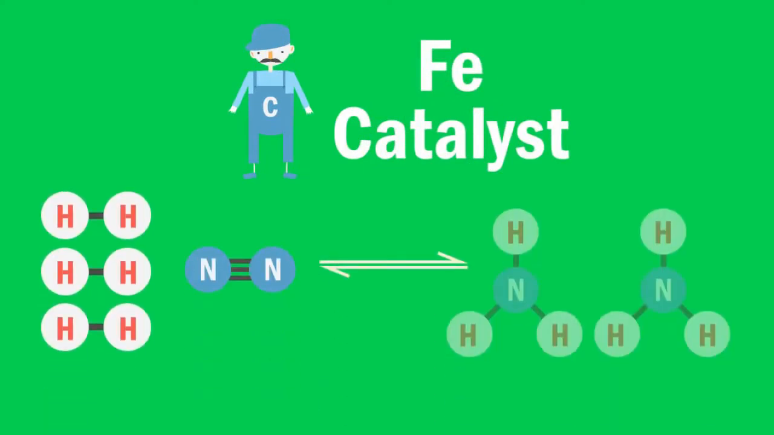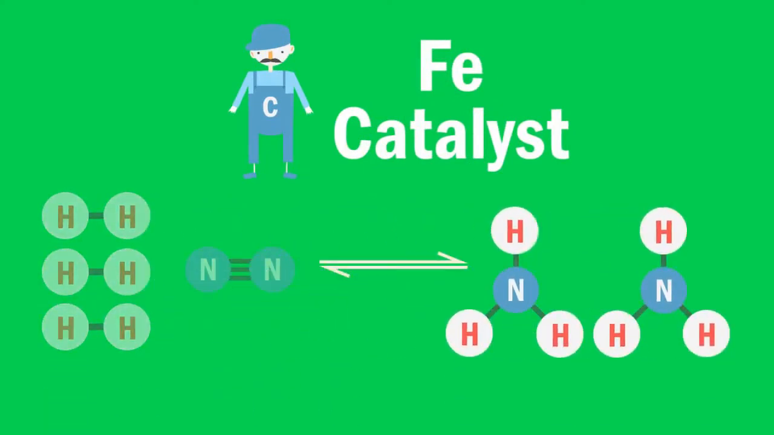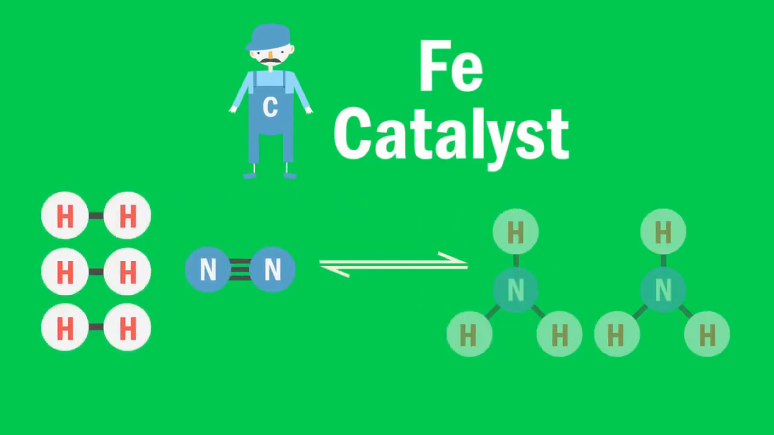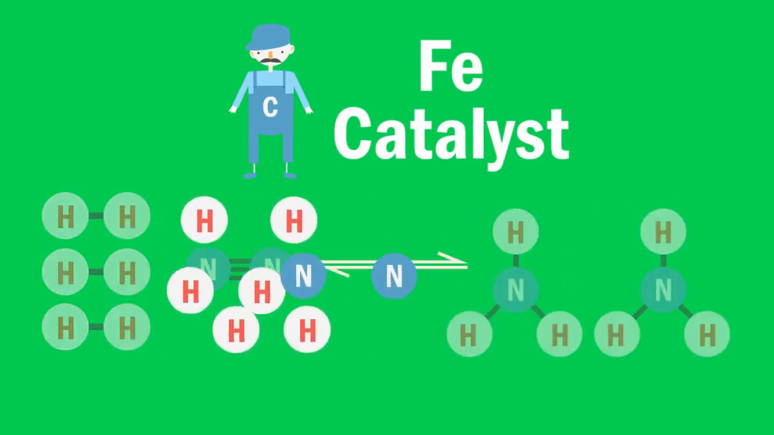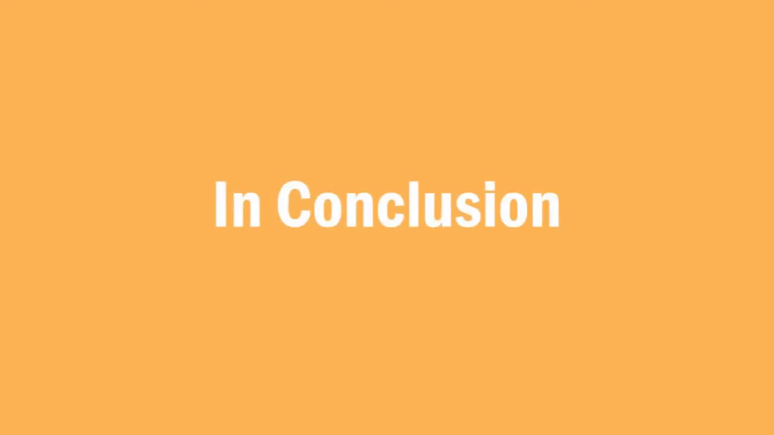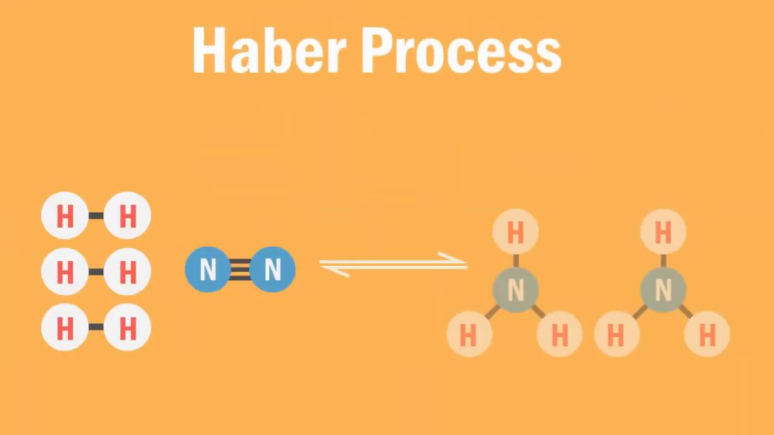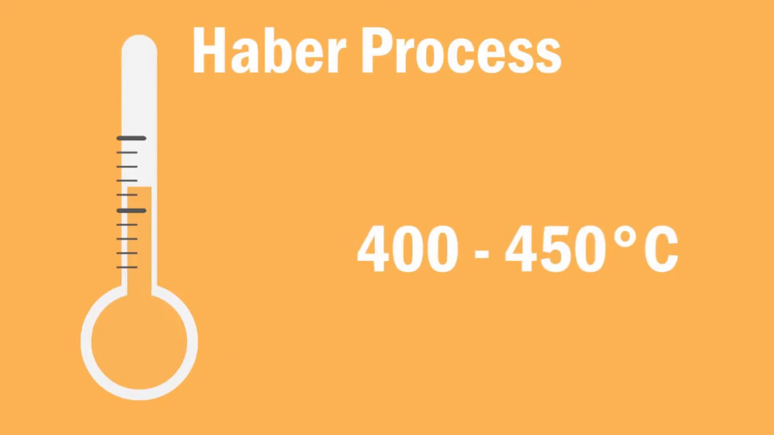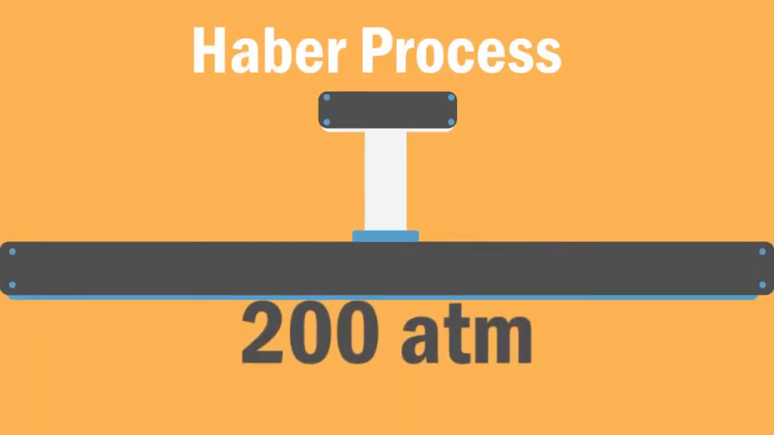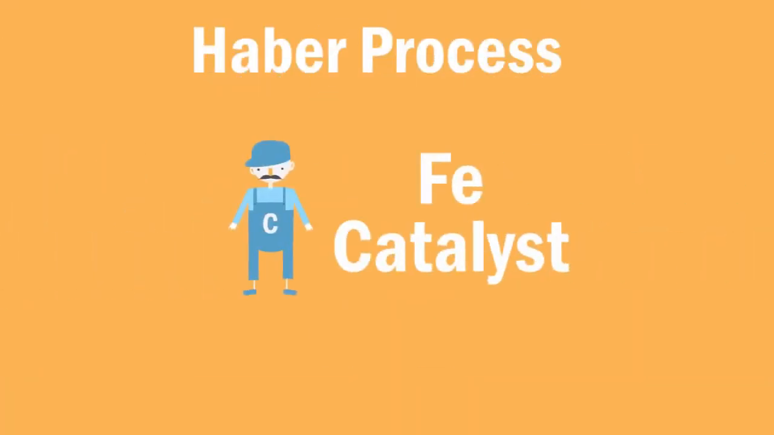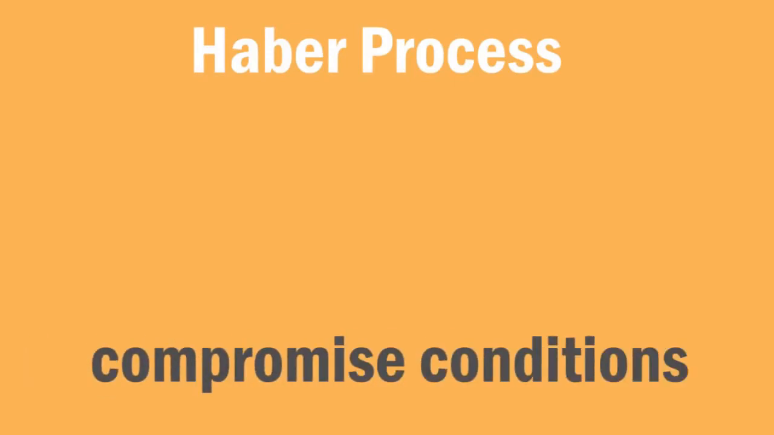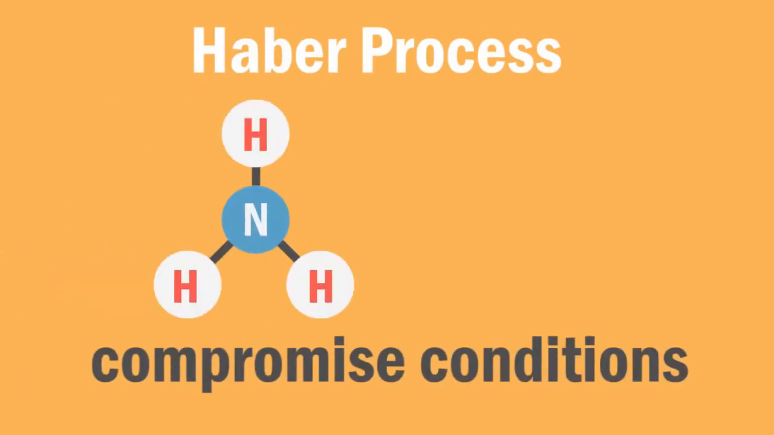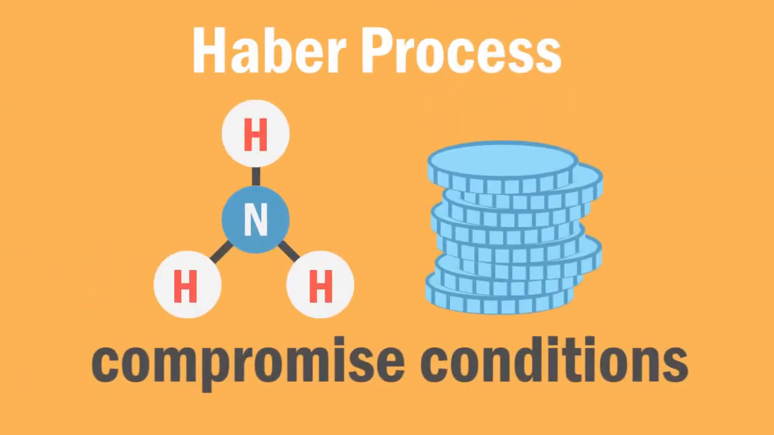The presence of the catalyst does not affect the position of equilibrium, but increases the rate at which equilibrium is reached. In conclusion, the Haber process is the industrial process to produce ammonia from hydrogen and nitrogen. It is conducted at 400 to 450 degrees Celsius and at 200 atmospheres in the presence of an iron catalyst. These are compromise conditions in order to maximize ammonia production and economic profit.